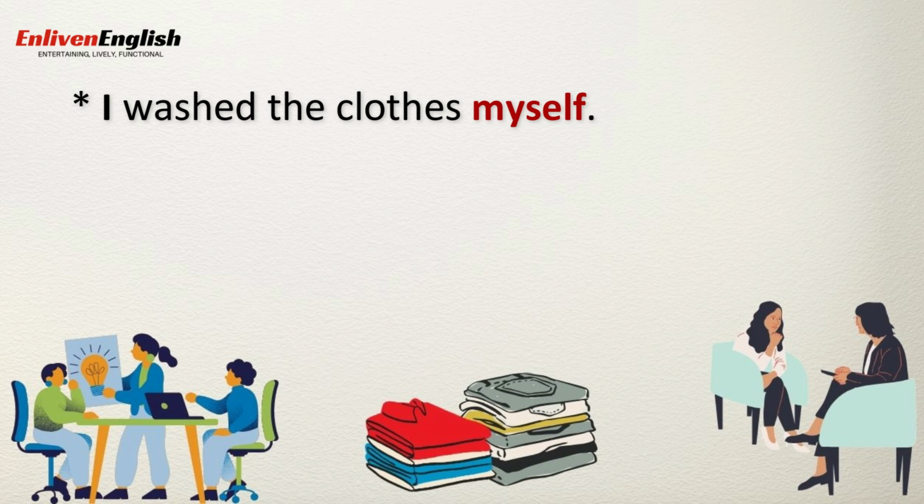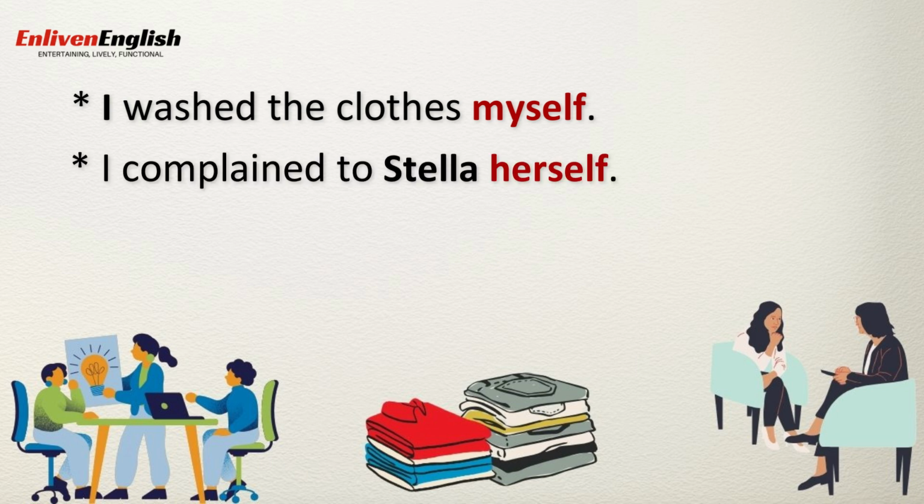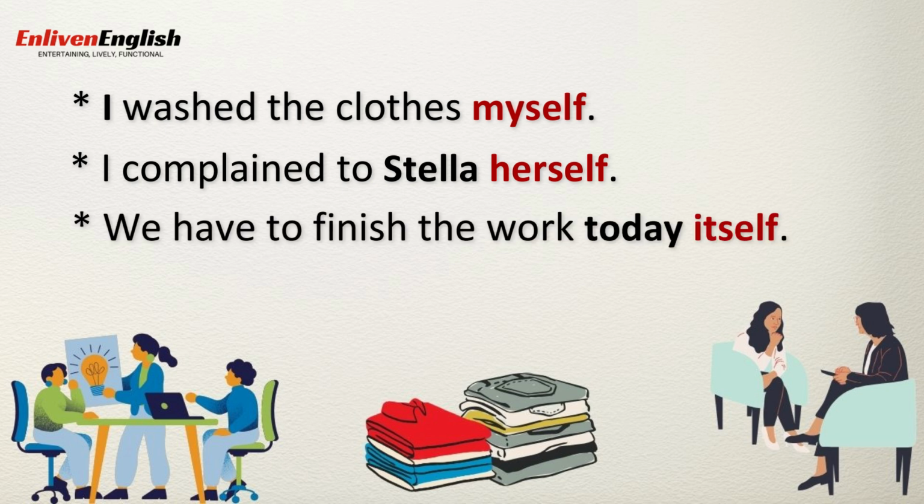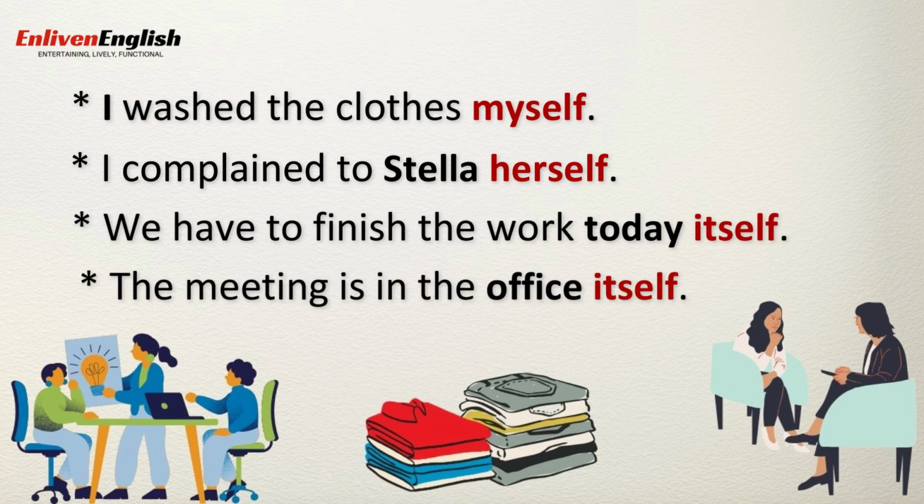I washed the clothes myself. I complained to Stella herself. We have to finish the work today itself. The meeting is in the office itself. In the first sentence, the focus is on the subject I, that nobody else washed the clothes but I. In the second sentence, the emphasis is on the object Stella, that complaint was made to none other than Stella. In the third sentence, the focus is on time, that is today. And in the last sentence, the stress is on the place, that is office.